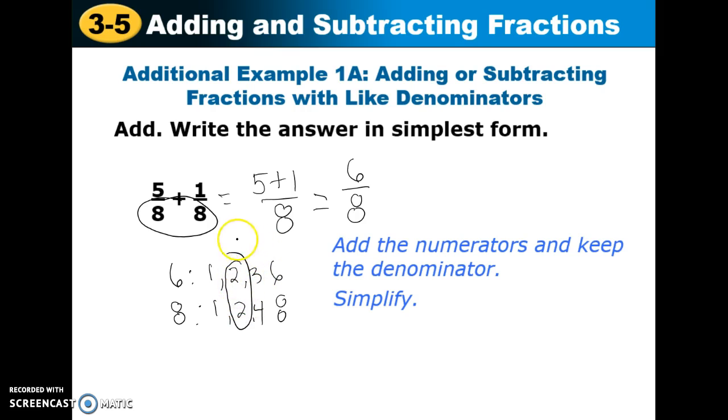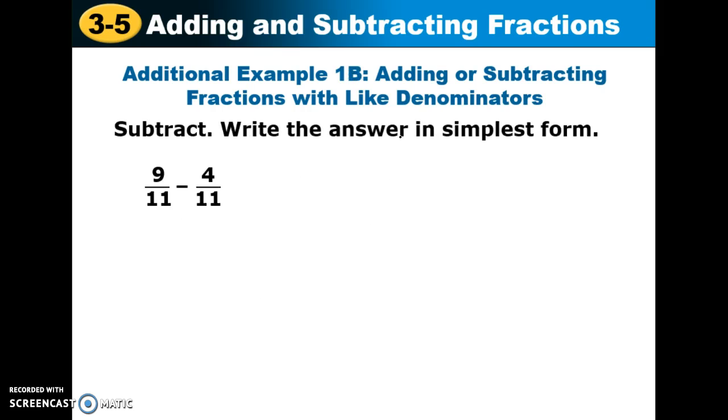And we're going to take this GCF, greatest common factor, and we're going to divide the numerator by 2, the denominator by 2, and it equals 3/4. So there you have it. 5/8 plus 1/8 is equal to 6/8 or 3/4. Let's do a subtraction problem. Again, common denominator. Woohoo! Easy peasy.